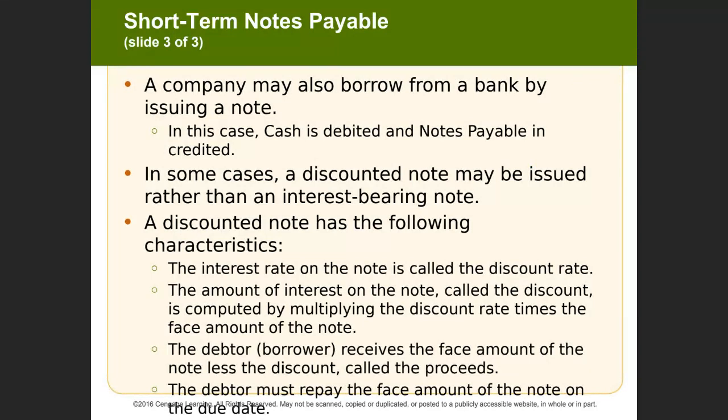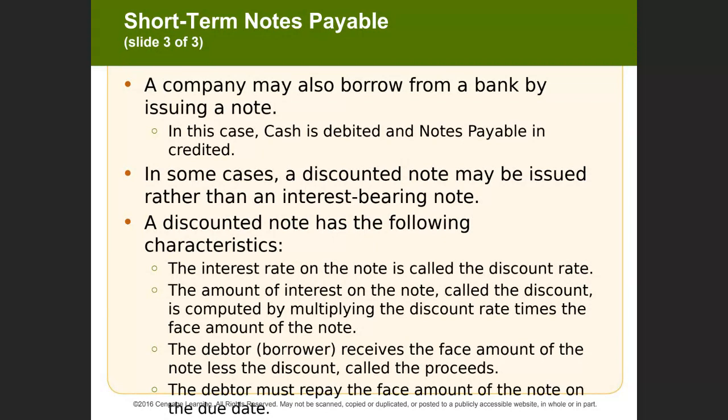A company may also borrow money from a bank by issuing a note. In this case, cash is debited and notes payable is credited. In some cases, a discounted note may be issued rather than an interest-bearing note. A discounted note has the following characteristics.